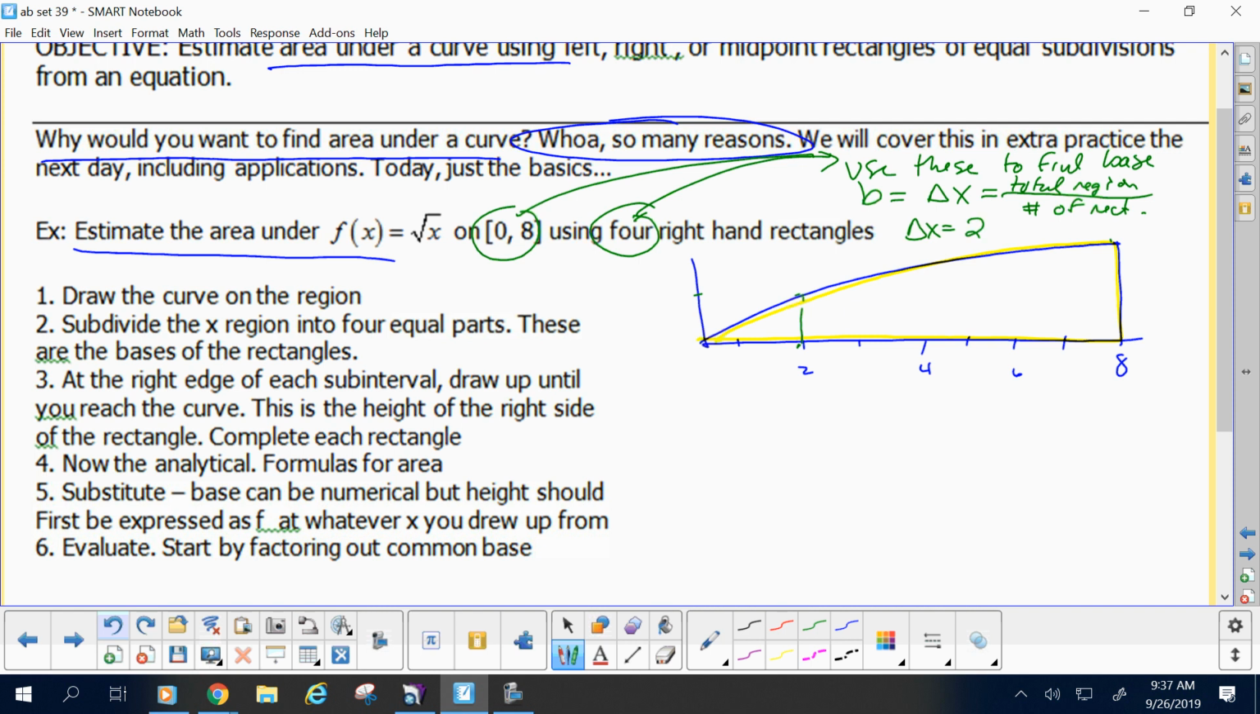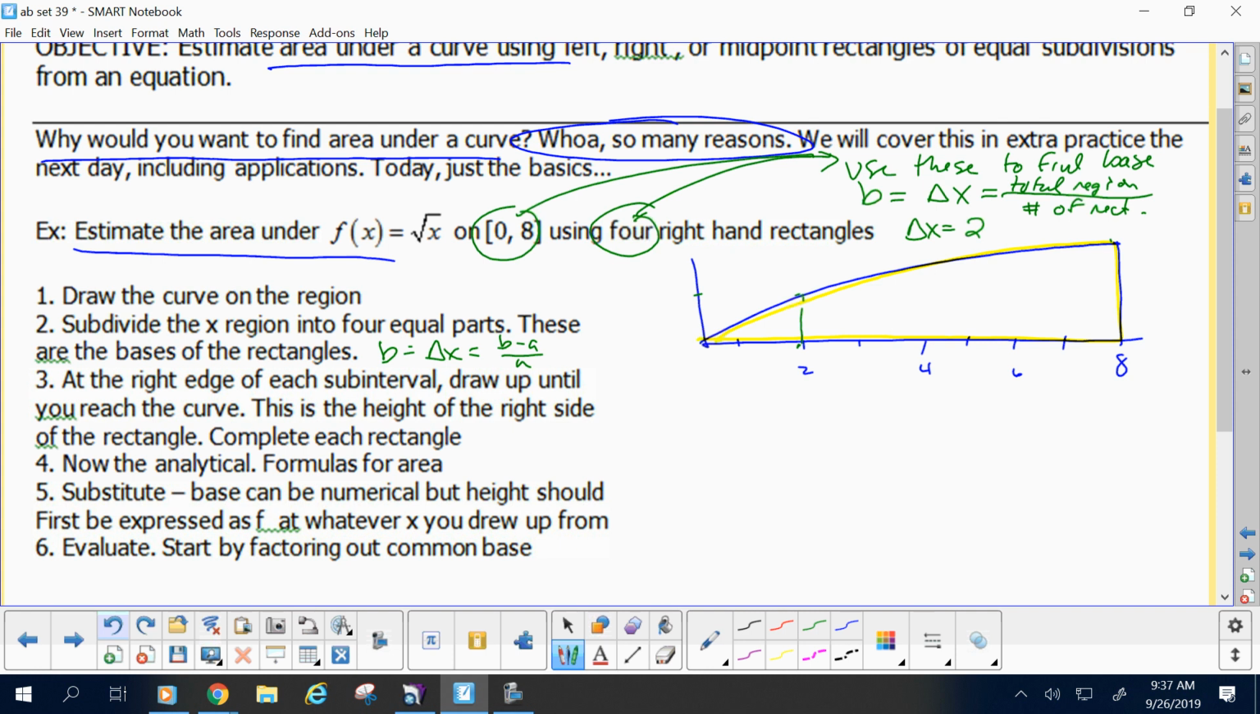You with me? All right. That's what I mean by subdivide the x region into 4 equal parts. These give you the bases of the rectangles. The base, which is delta x, I will typically call (b minus a) over n. B and a represent the endpoints of the region, and n represents how many rectangles you're using. But for now, I think the words are better up here. Total region divided by the number of rectangles. All right? You with me so far?